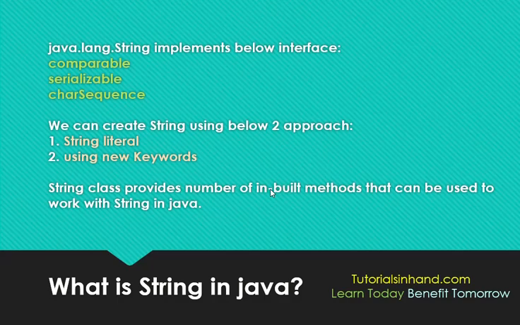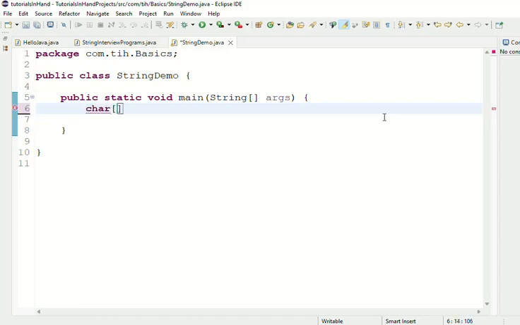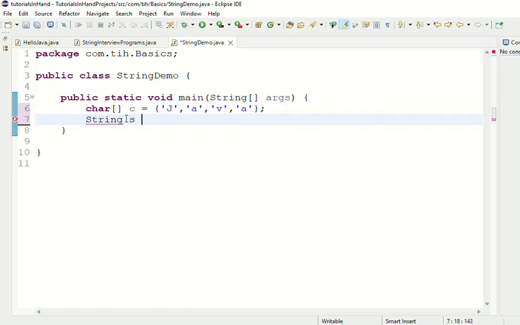So let's move to Eclipse and see what it means that string can be understood as an object representation of sequence of character values. So suppose we have a character array of type char and we have some values in it. So this is the sequence of characters that is present in this character array. Now this can be seen as an object representation of character values. How can we convert this to a string? Something like this, and pass the character array into this string constructor. See, you have passed this to the string constructor, right?